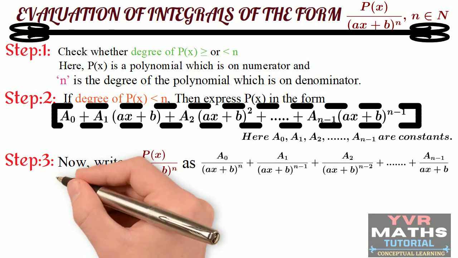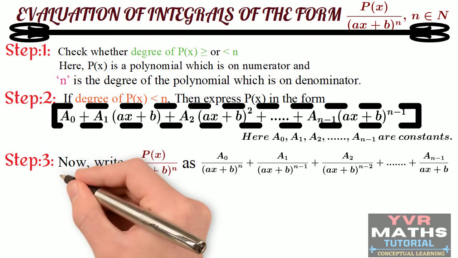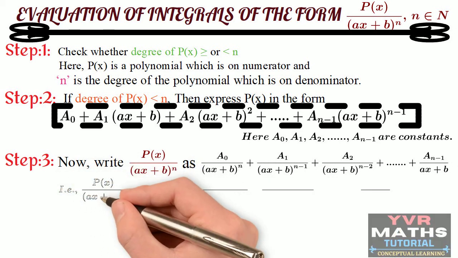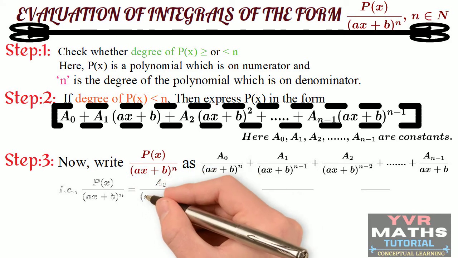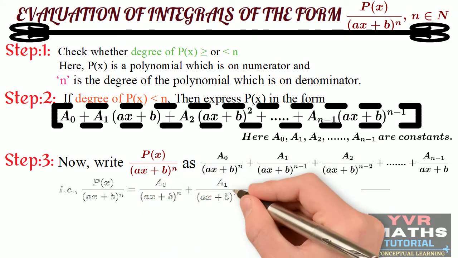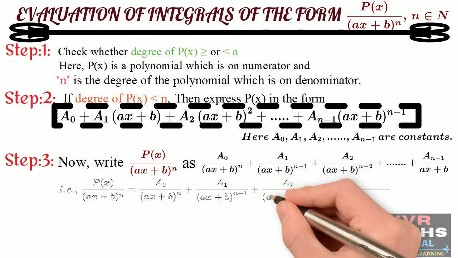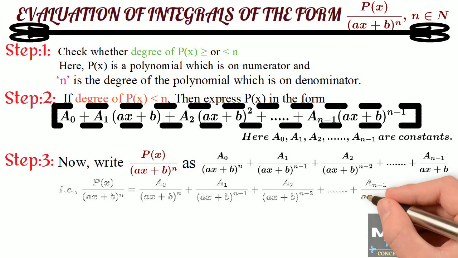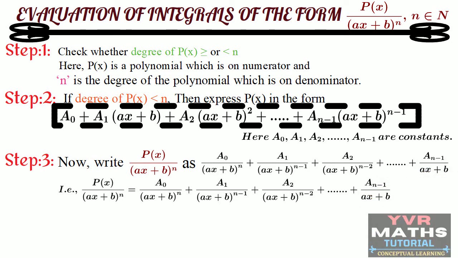So try to understand, students. That is, p of x by (ax plus b) whole power n is equal to a0 by (ax plus b) whole power n, plus a1 by (ax plus b) whole power n minus 1, plus a2 by (ax plus b) whole power n minus 2, plus so on, plus an minus 1 by (ax plus b). So now we expressed the function as a sum of n terms. After getting this, you can go for step 4.